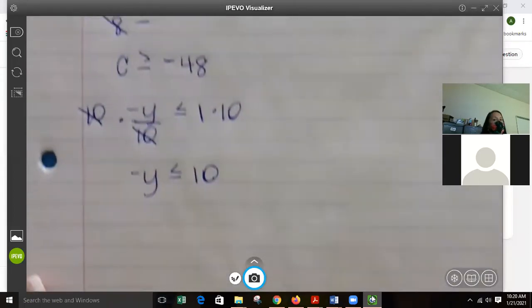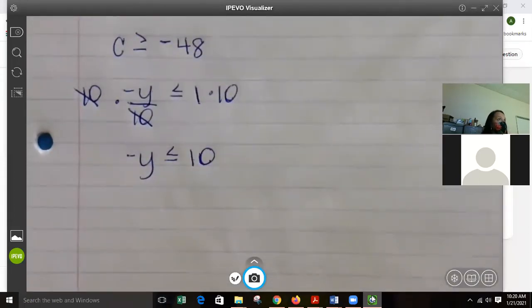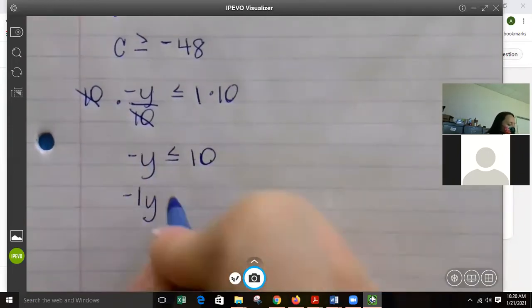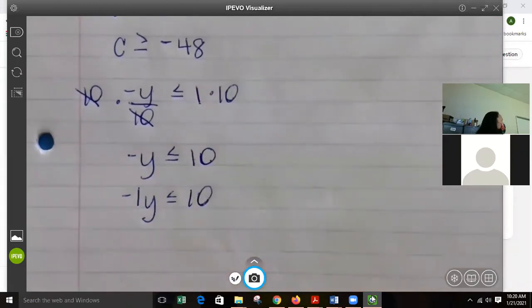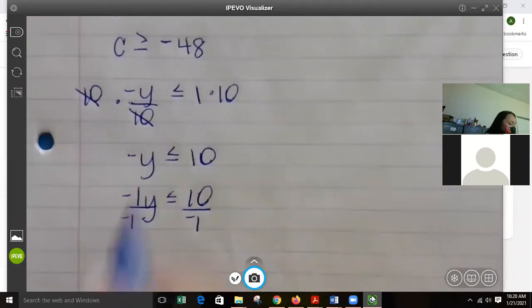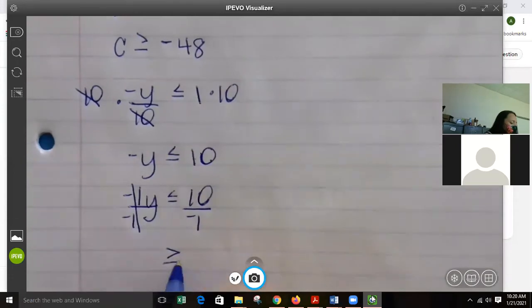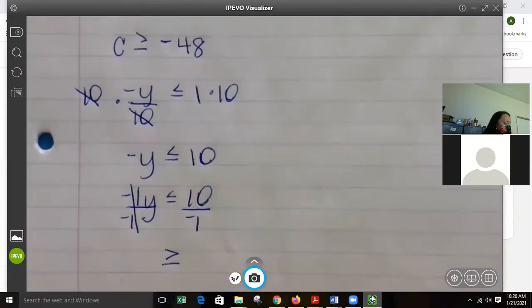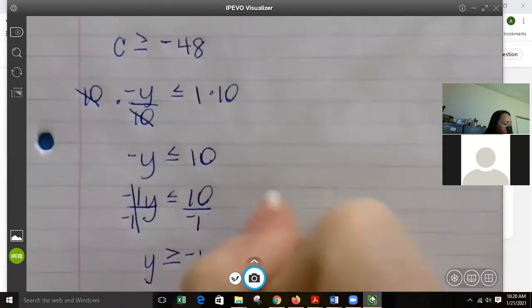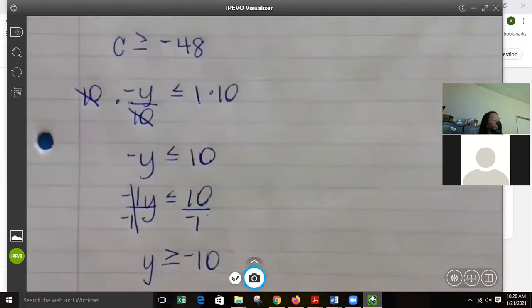Now, some of you that I worked with yesterday, you may be on Zoom today, forgot that, remember, there's always a 1 with that y. So we can rewrite this as -1y less than or equal to 10. So then how do I get rid of that -1? We divide by it. We divided by a negative. So we make sure we flip the sign, okay? So when you divide by that negative, flip that sign. You're left with y, and 10 divided by -1 is -10, so y is greater than or equal to -10.